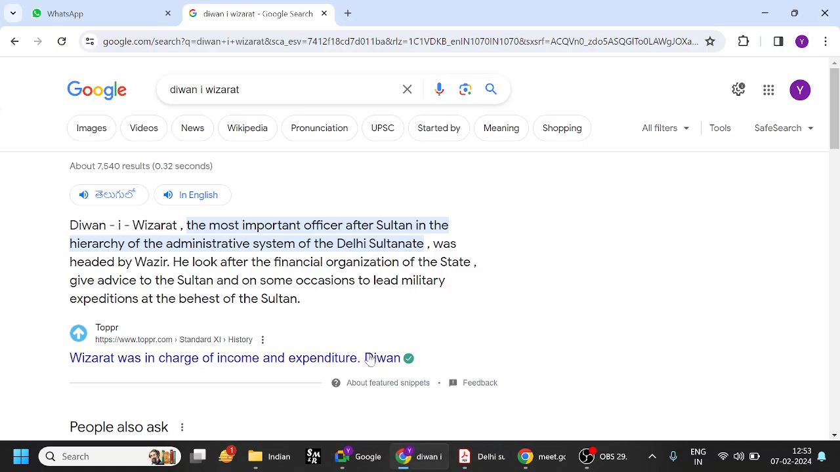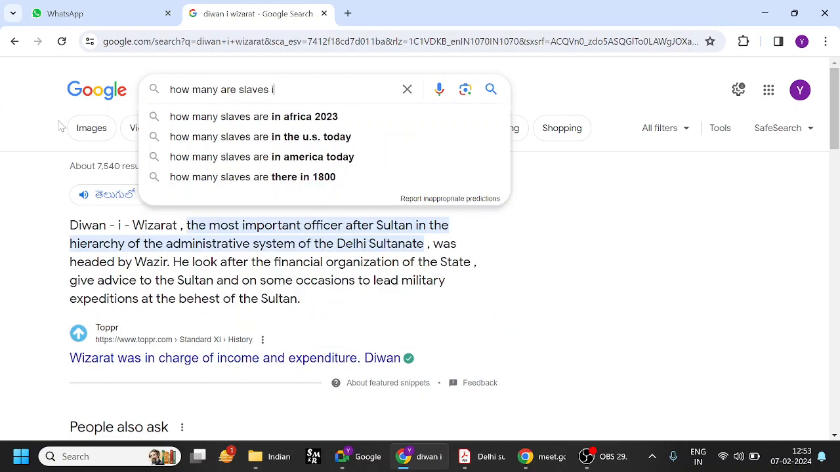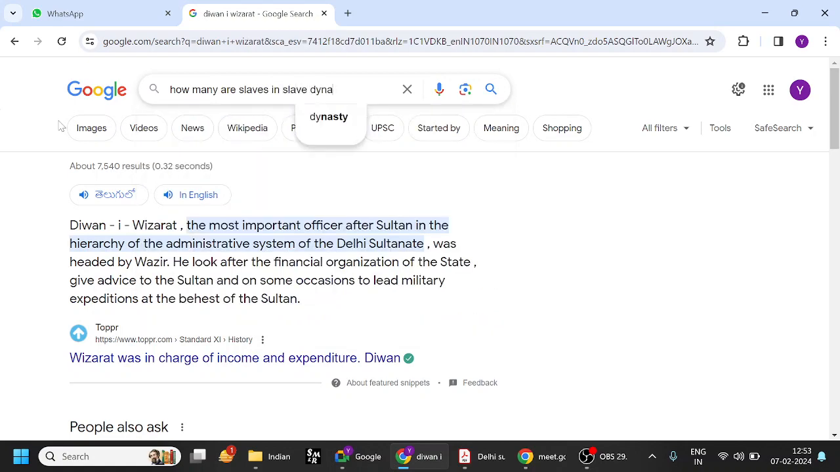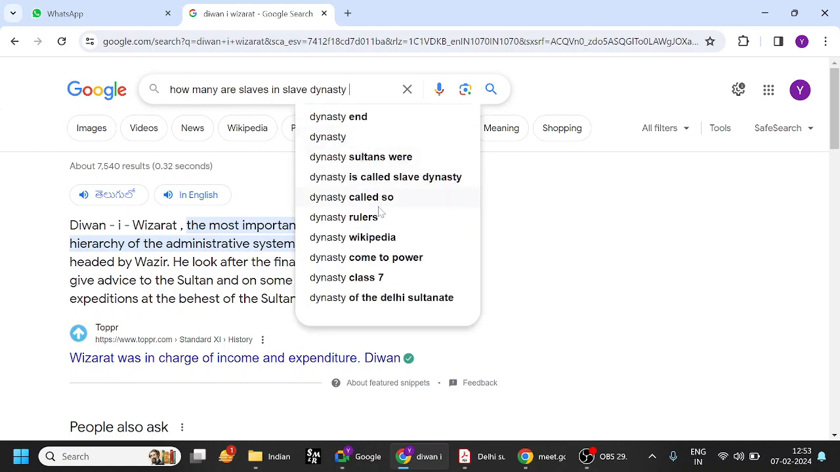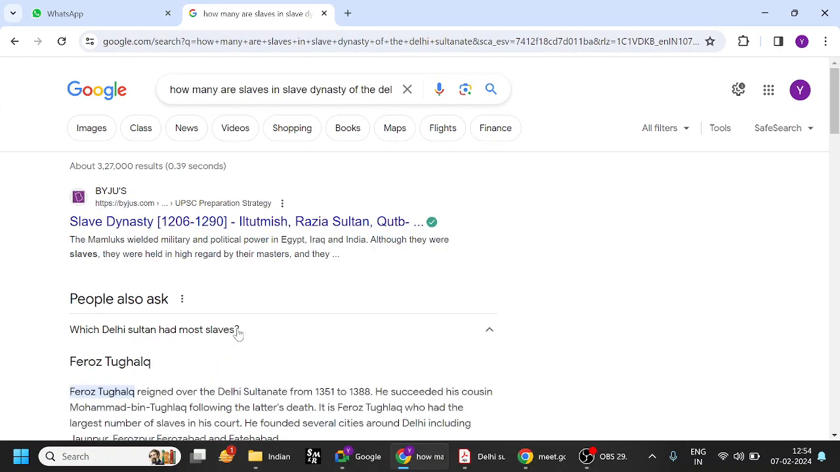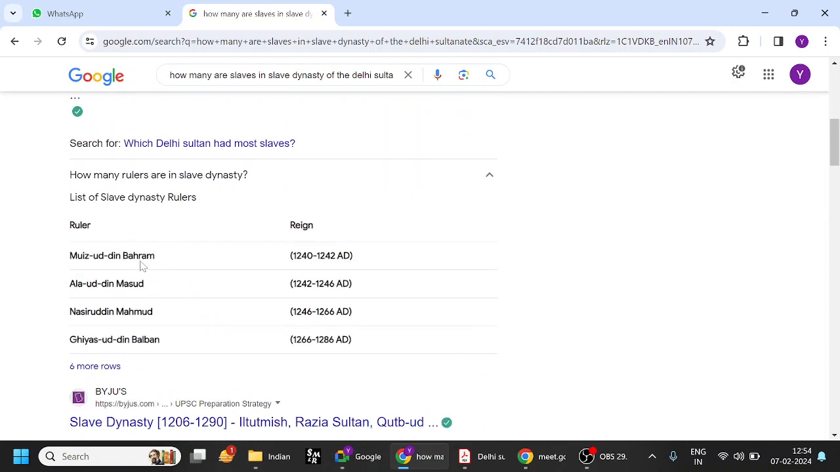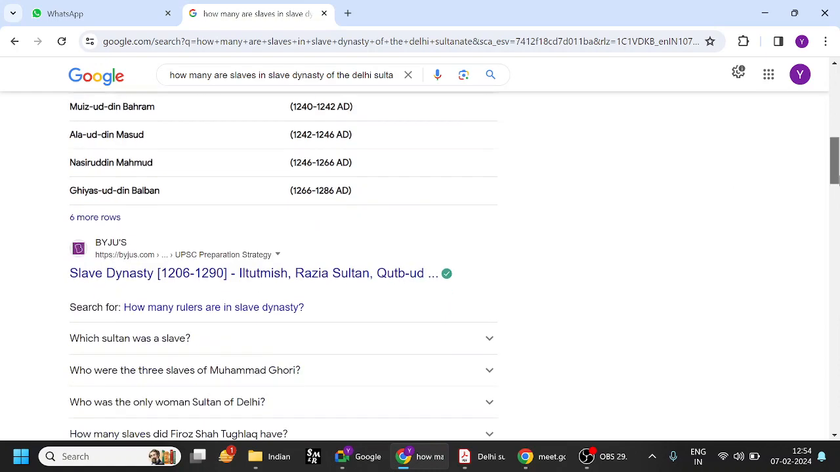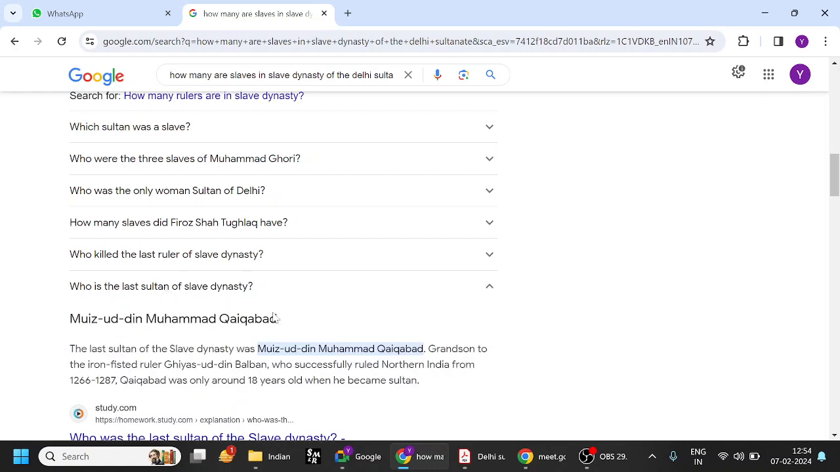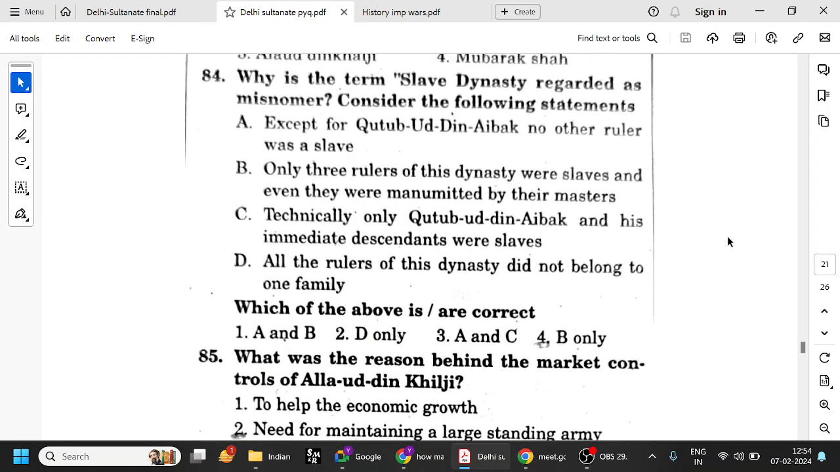And let us see how many are slaves in the slave dynasty. Hmm, it's not a very standard question, very difficult to answer also. List of slave dynasty rulers, Bahram, okay, fine. So let us not go into the last Sultan of the slave dynasty, Muhammad Qaikobad. Let us not go into too much depth. Such a question may not be asked also. Anyway, he's saying only B. Only three rulers of this dynasty were slaves. Okay, fine, no problem.